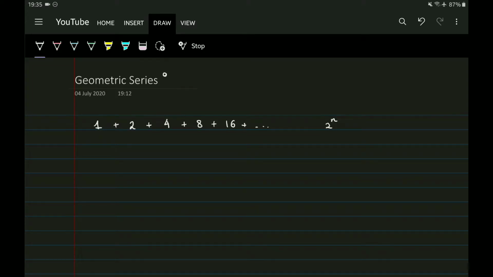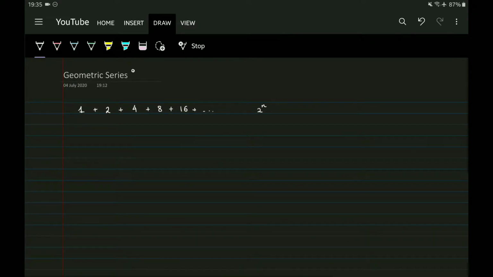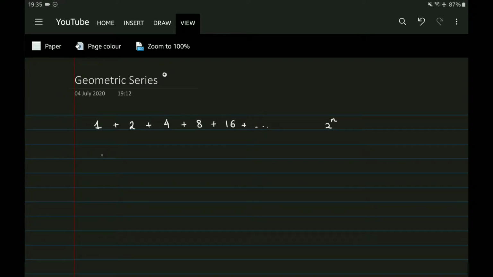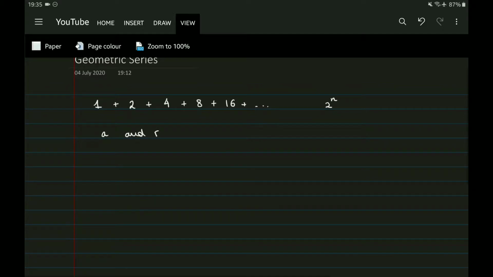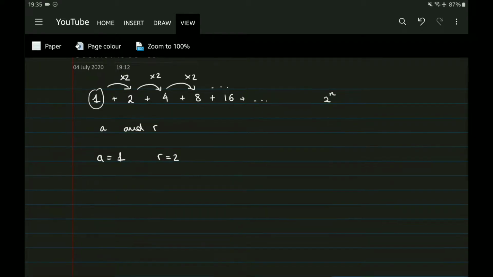The geometric series is generally represented by two numbers, a and r. In this case, a, which is our initial number, is equal to 1, and we have r, which is the number that keeps multiplying the previous term. So we can see that this has been multiplied by 2, this has been multiplied by 2, this has been multiplied by 2, and so on. So r is equal to 2.